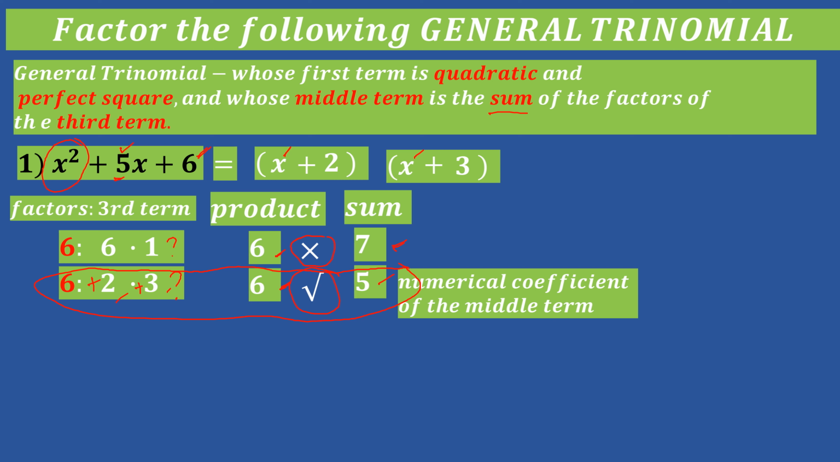So therefore, the factors of x squared plus 5x plus 6 equals (x plus 2) times (x plus 3). You can check by foiling them. When you say foiling, you need to multiply the first, outer, inner, and last terms. You will surely get our given trinomial. Let's proceed to another example.